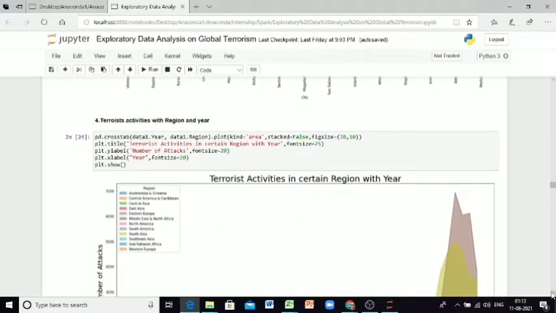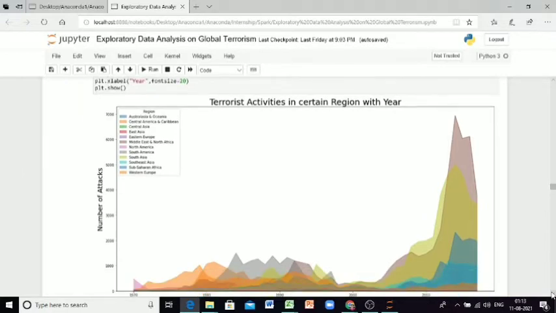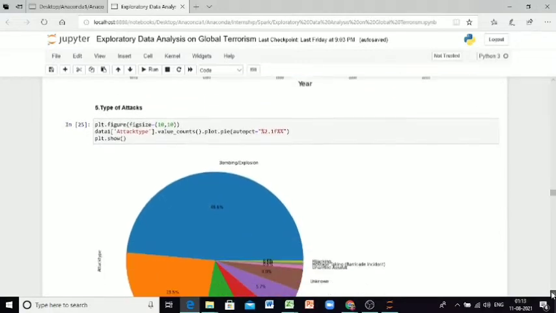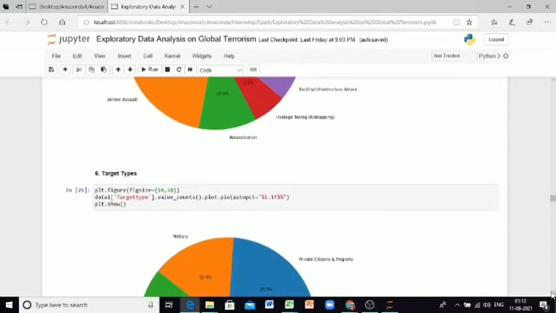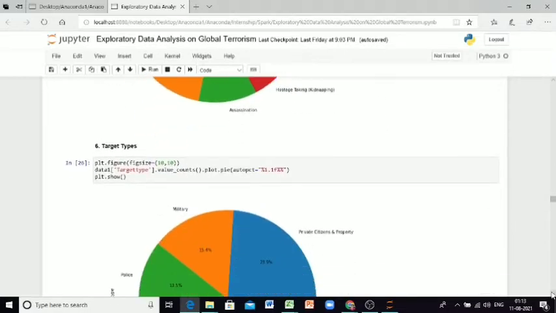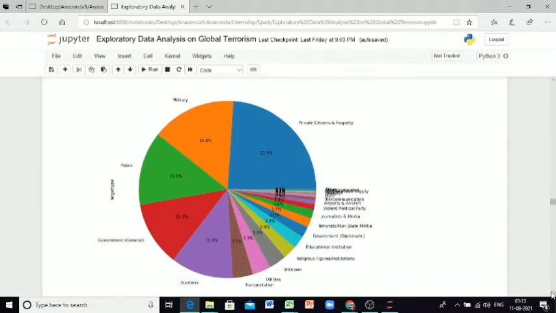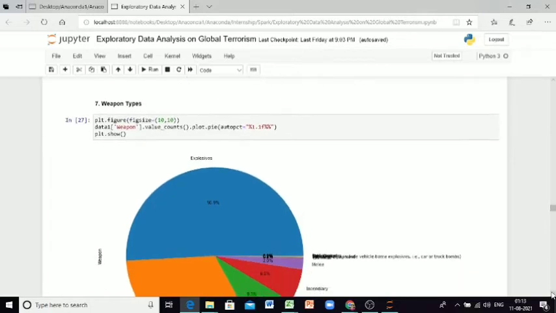Next, this is the overall graph representing terrorist activities in certain regions and their number of attacks. Next we are checking for the type of attacks. They mostly preferred explosion type of attacks, and they targeted common people and military people. Mostly affected people are the common people. The weapon they have used is explosives.